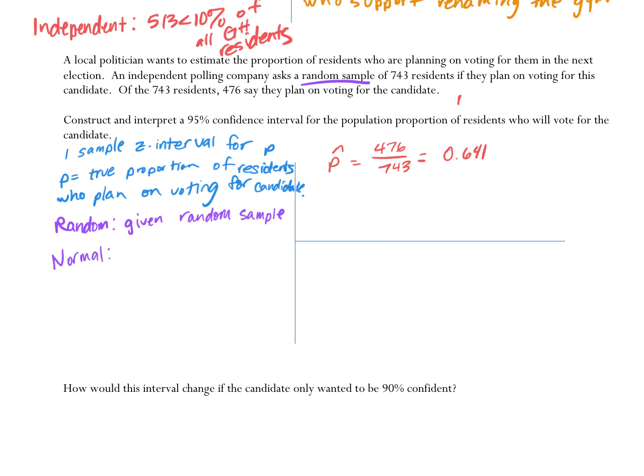How do I check that normal condition? Do you guys remember? Well, we want to do np, but we can't because we don't know p. The whole idea is we're estimating, so we use n p-hat. Is everybody with me? So I'm going to do 743 times 0.641 and 743 times 0.359. We should get 476 and 267.